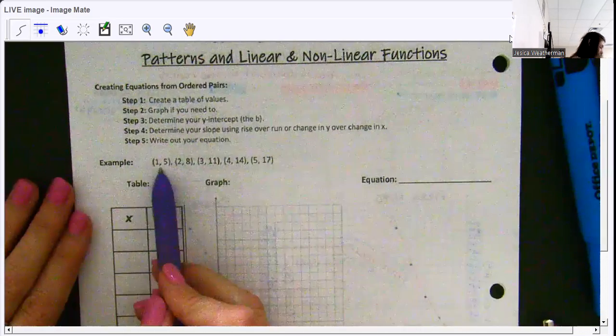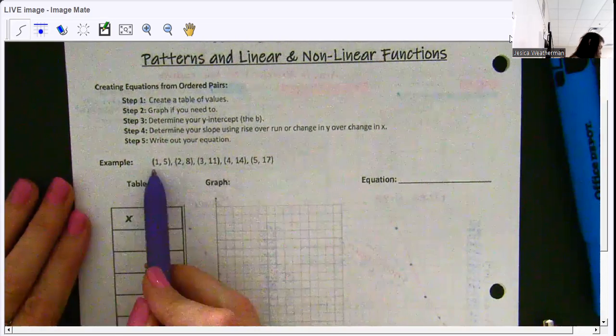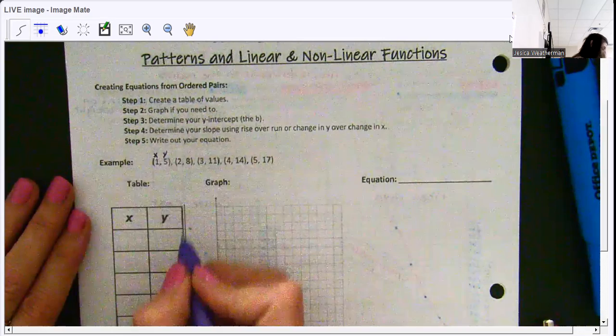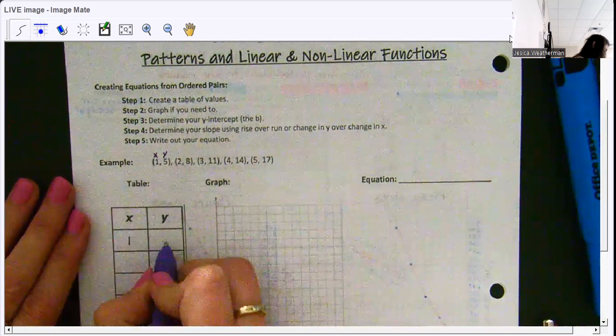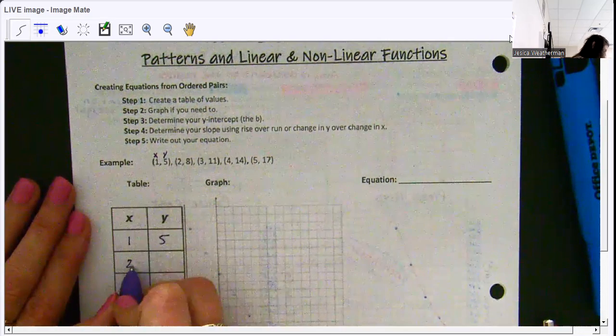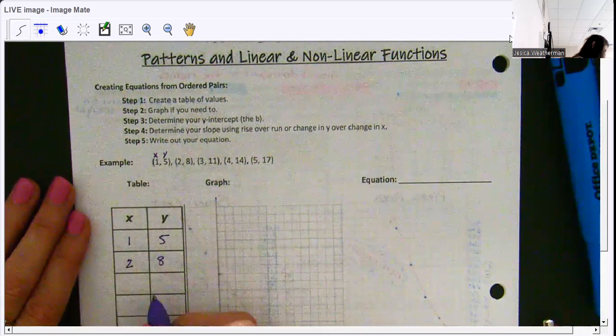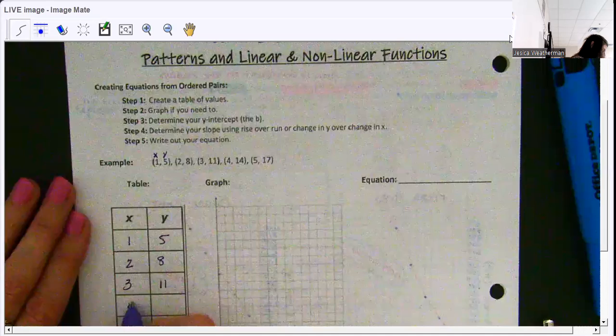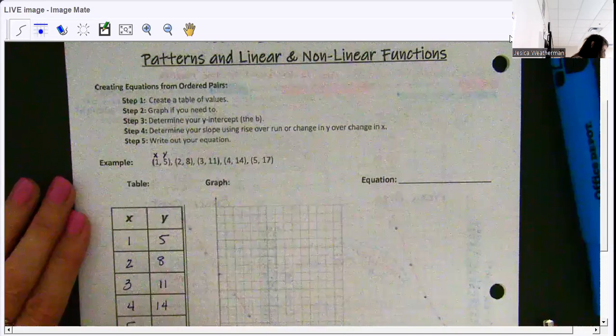So I'm going to plug these ordered pairs into my table, 1, 5. 1 represents the X, 5 represents the Y. And the same for all of these. So we have 1, 5, 2, 8, 3, 11, 4, 14, and 5, 17.